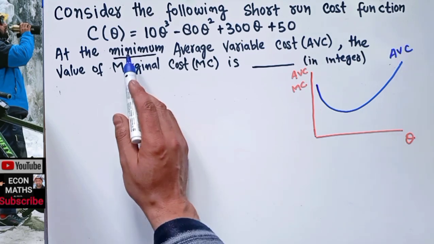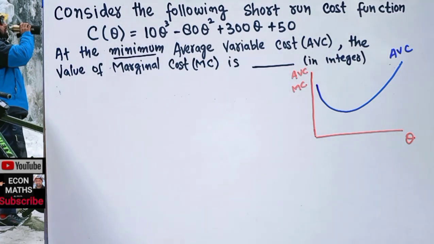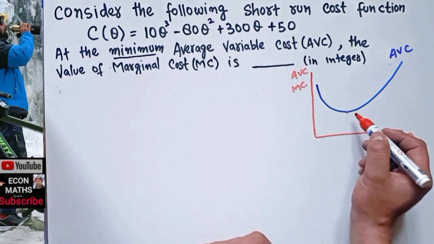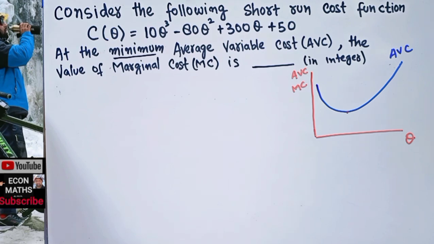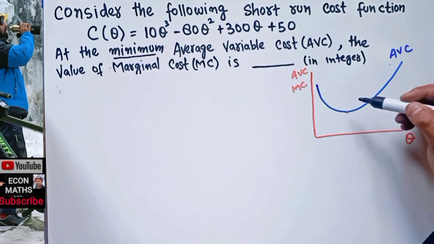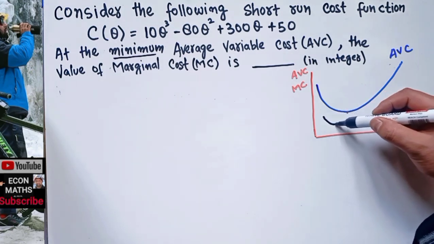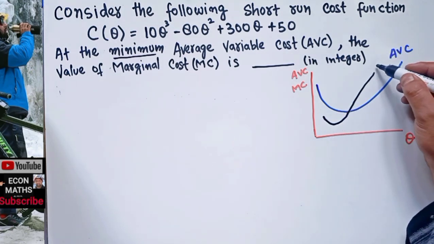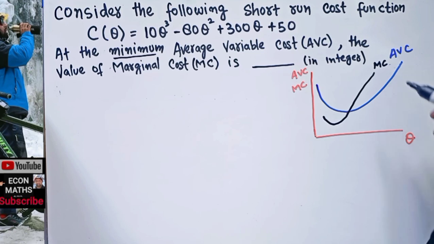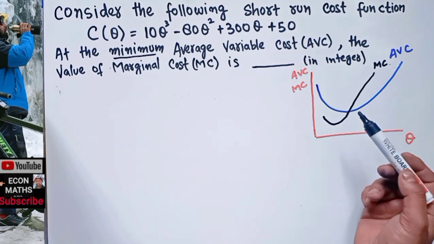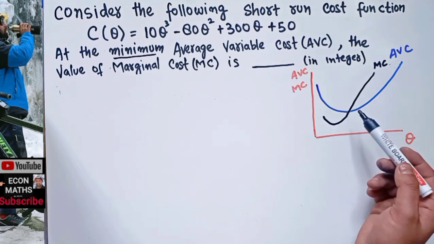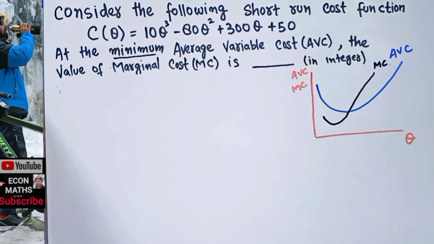Okay, we are being told to find the minimum average variable cost. Okay, average variable cost will be minimum where the slope of the average variable cost is 0. Let us say this is the point where the slope will be equal to 0. Corresponding to this point, we need to find out the marginal cost. Okay, so let us draw the marginal cost here. Okay, that means the value of marginal cost at the minimum of average variable cost.